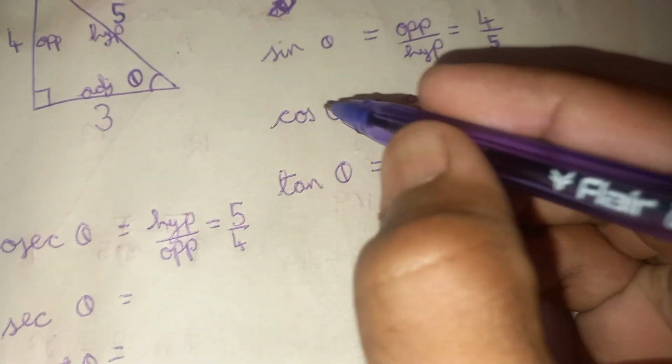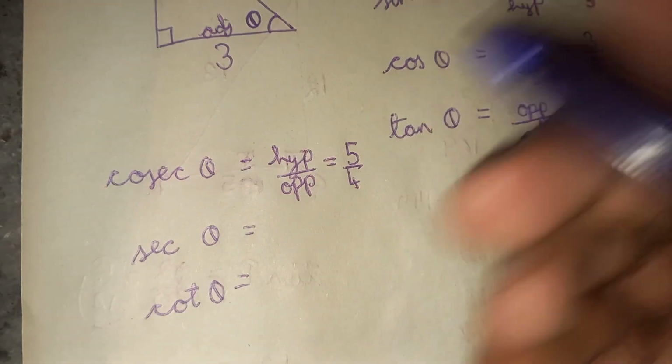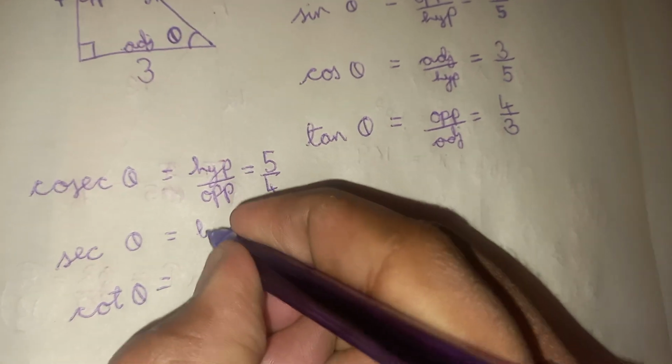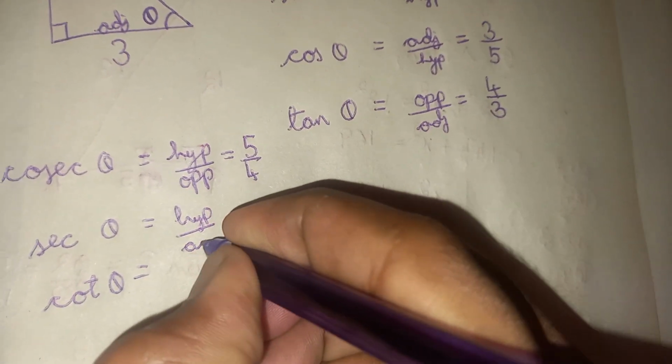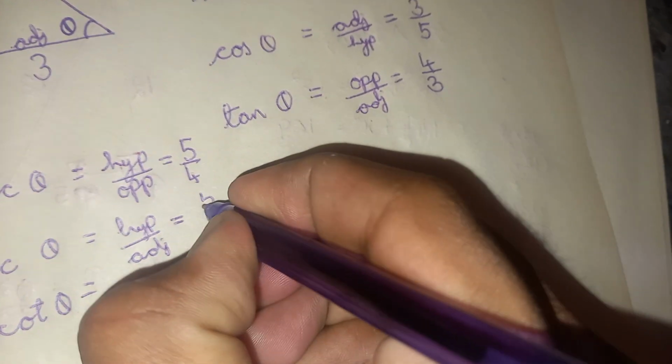Secant theta means reciprocal of cos theta. Cos theta is adjacent by hypotenuse, so secant is hypotenuse by adjacent, which means 5 by 3.